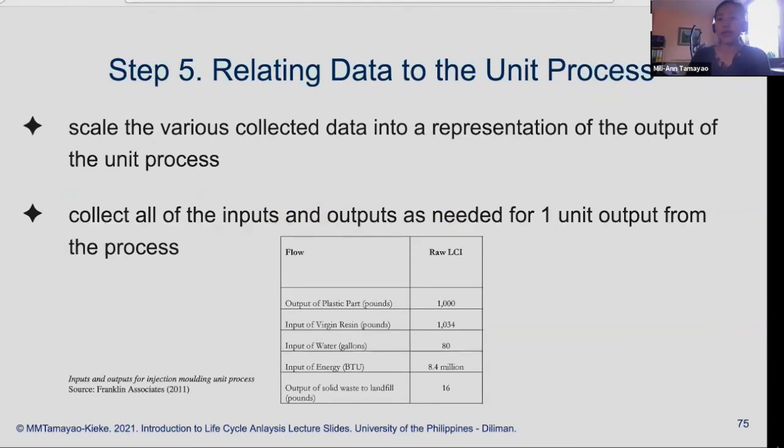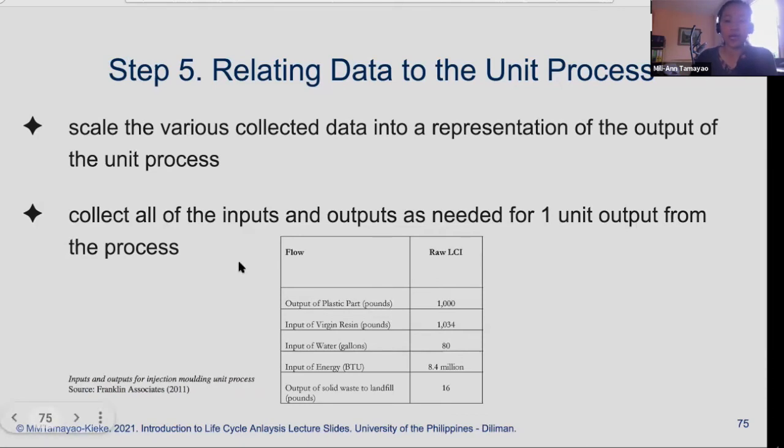The next step is relating the data to the unit process. This means that you scale the various collected data into a representation of the output of the unit process. You have to be able to collect all of the inputs and outputs as needed for one unit output from the process.